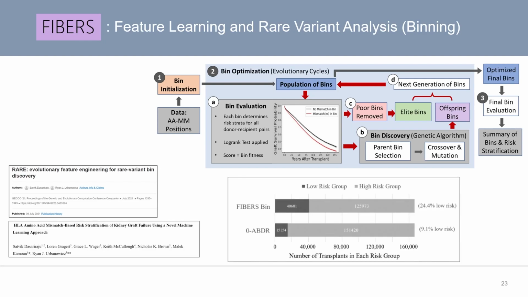This algorithm was applied to risk stratification of kidney graft failure, focusing on HLA amino acid mismatches as the features, and time to graft failure as the outcome. In this recently submitted work, we showed that the top amino acid mismatch bin discovered by Fibers yielded similar risk stratification in comparison to traditional antigen-level mismatching. However, the Fibers bin was able to stratify a much larger proportion of potential transplants as being low risk. This preliminary work was recently funded as a new R01 and will be one of the focuses of our lab research for the next 5 years.